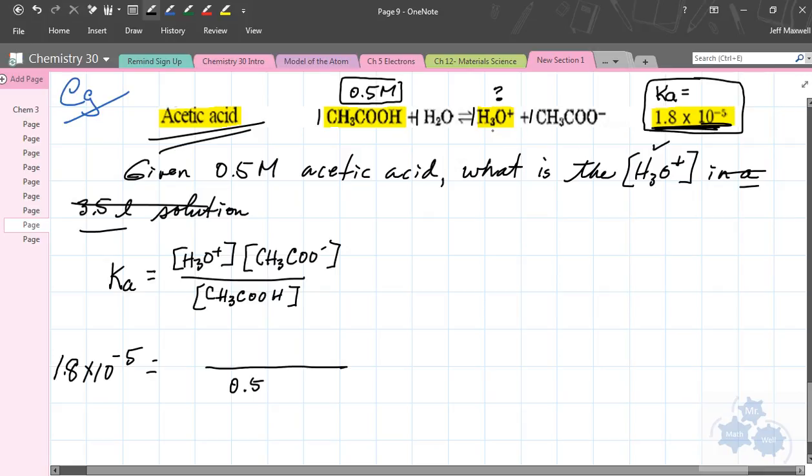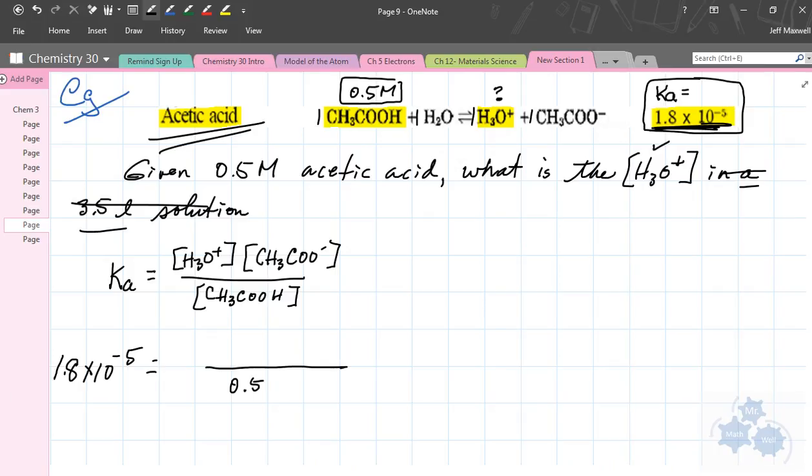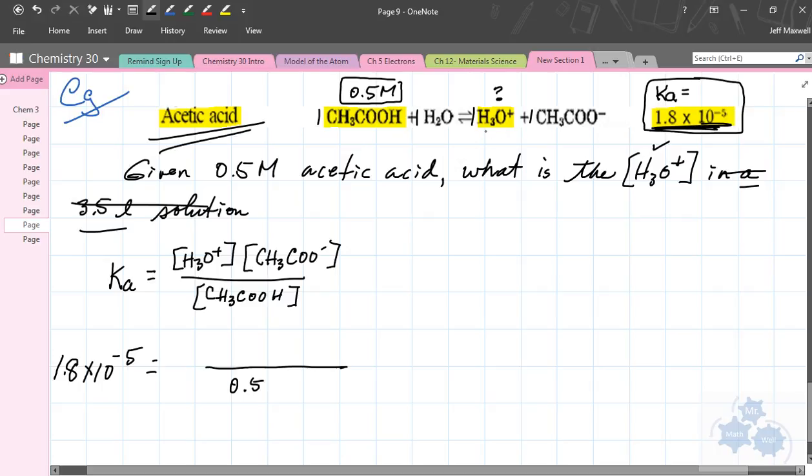Now this is unknown. So how do you remember what you would do here in the Ksp or the Keq? How do we solve for this value right here? What do I have to do in this equation? What do I have to put in here? Okay, yeah, H3O plus is unknown, right?